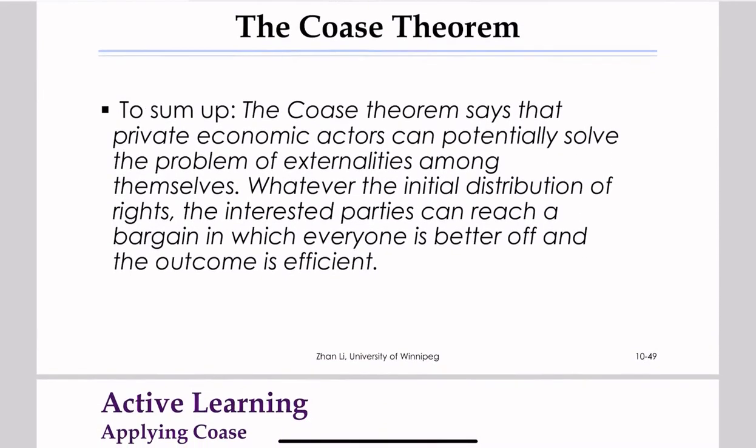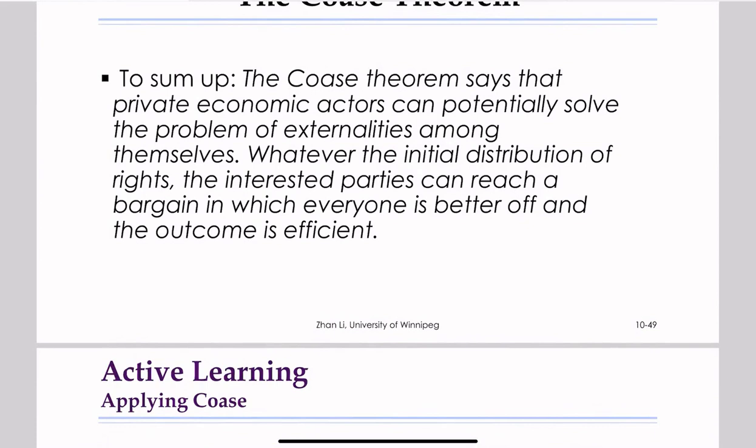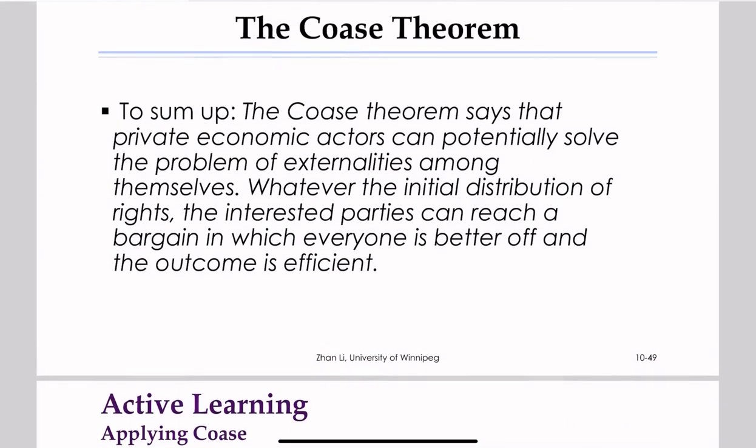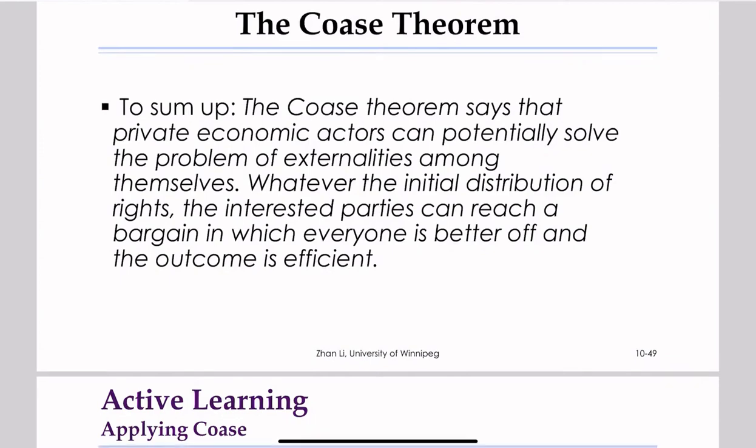Yeah, maybe this is worth repeating. To sum up, the Coase Theorem says that private parties can solve the problem of externalities among themselves through bargaining if there is no cost. And the initial distribution of rights does not matter because the private parties can always reach a bargain in which the outcome is efficient.